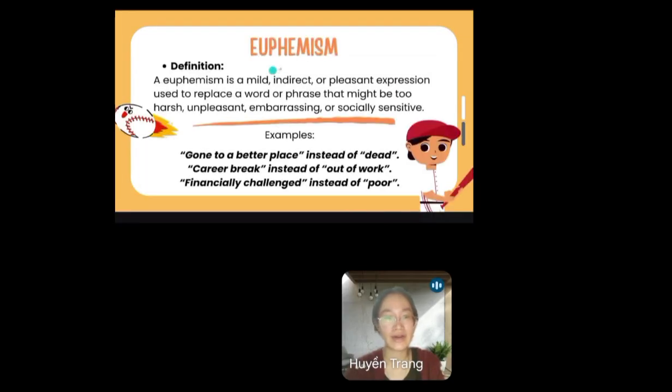And the final one is euphemism. A euphemism is a mild, indirect, or pleasant expression used to replace a word or phrase that may be too harsh, unpleasant, or socially sensitive. We can give some examples like gone to a better place instead of died, career break instead of out of work, or financially challenged instead of poor.